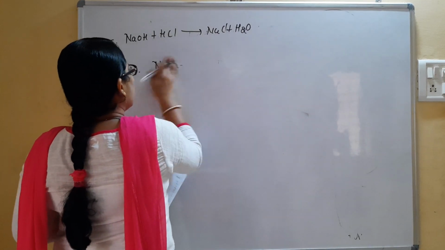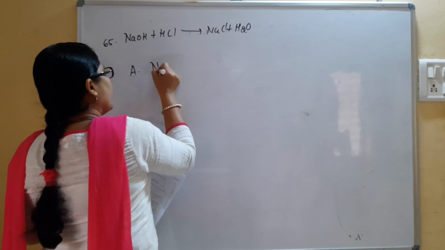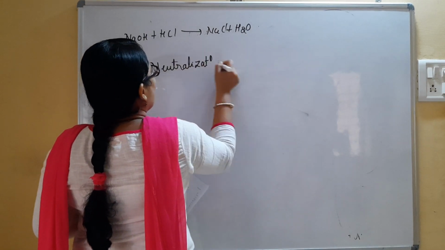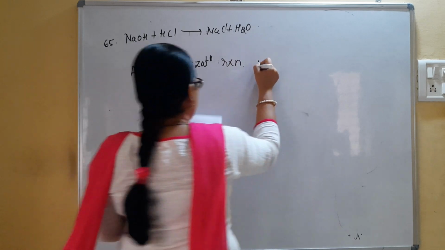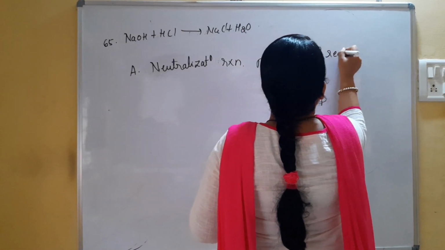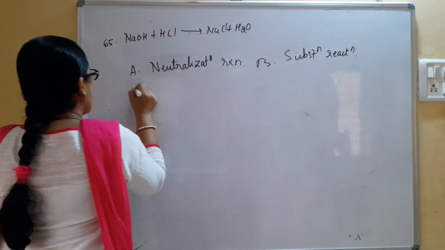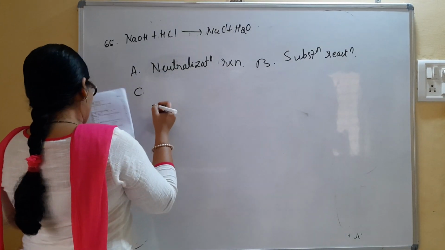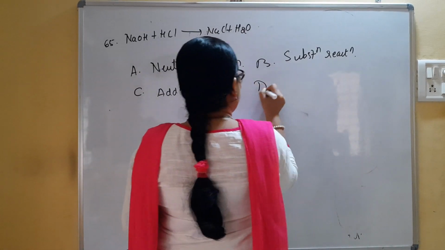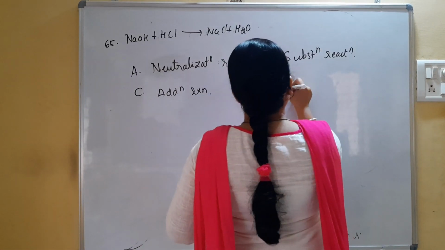Neutralization reaction. So let me write clearly. A, neutralization reaction. B, substitution reaction. Then C, addition reaction. Lastly D, combustion.